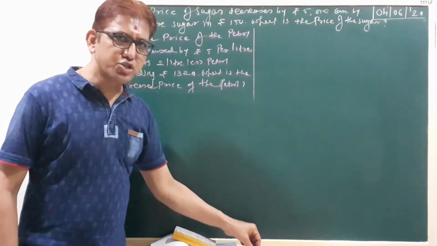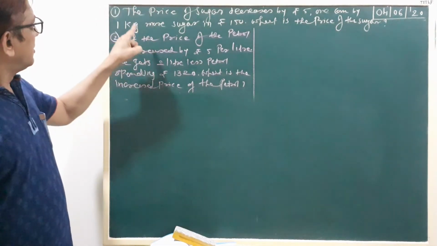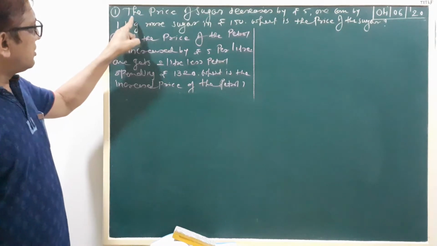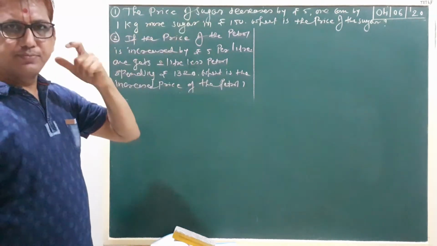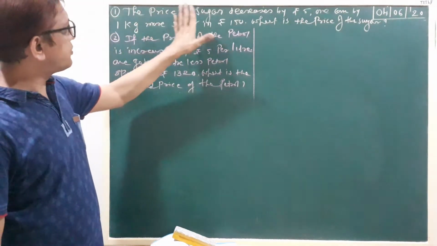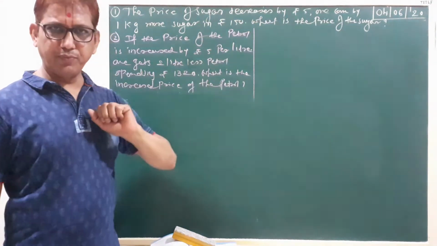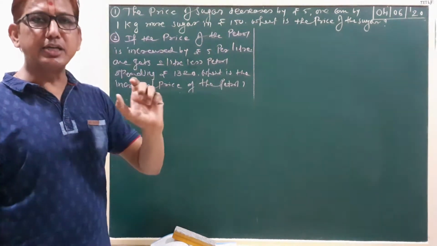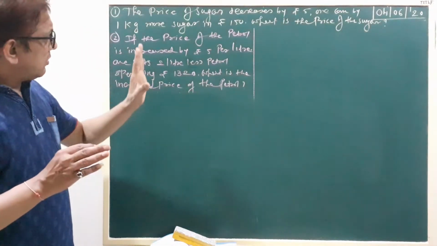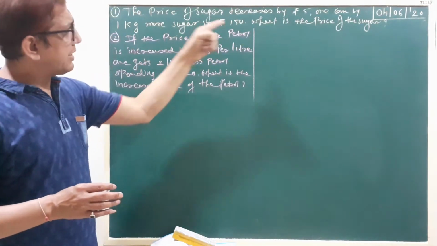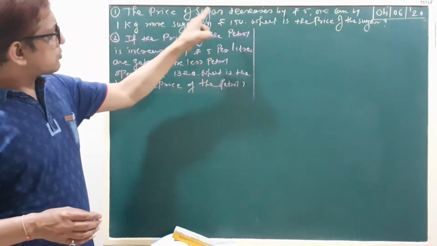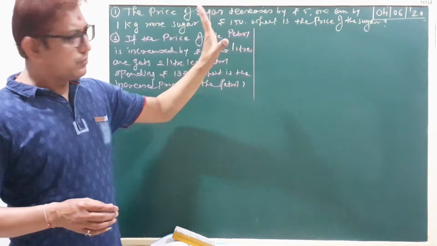Here we continue the fourth chapter, quadratic equation, and in this chapter we discuss another problem sums. Here we write the two questions. First question: the price of sugar decreased by rupees 5. First we explain this statement. The price of sugar decreased by rupees 5.